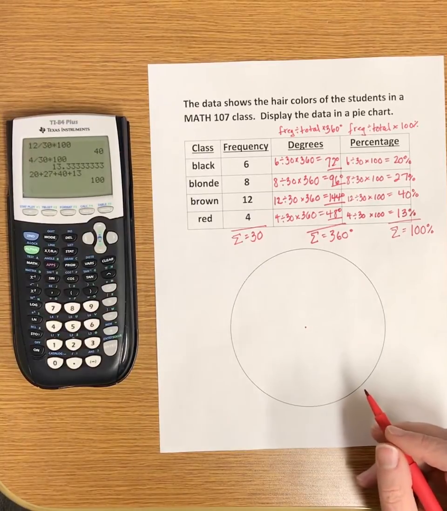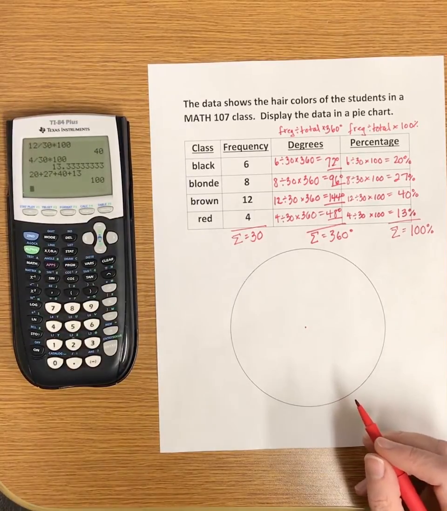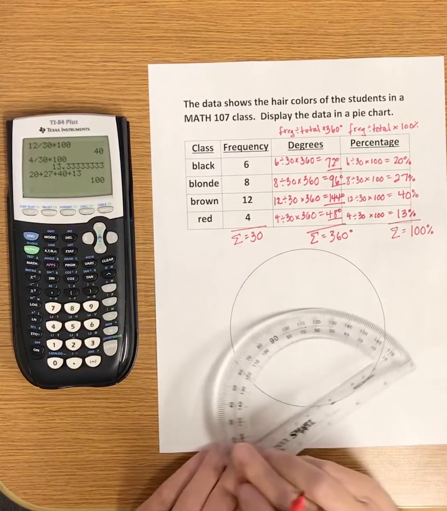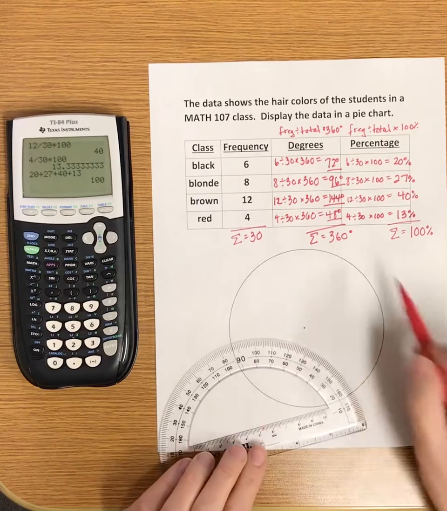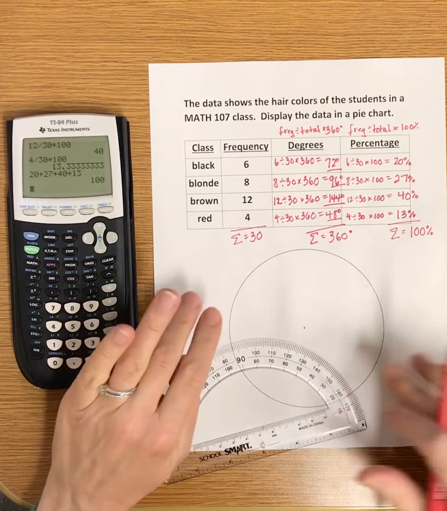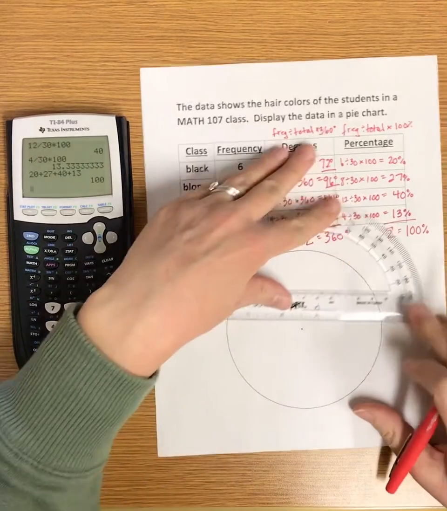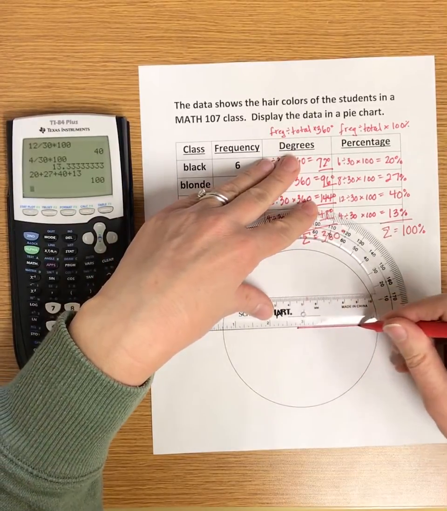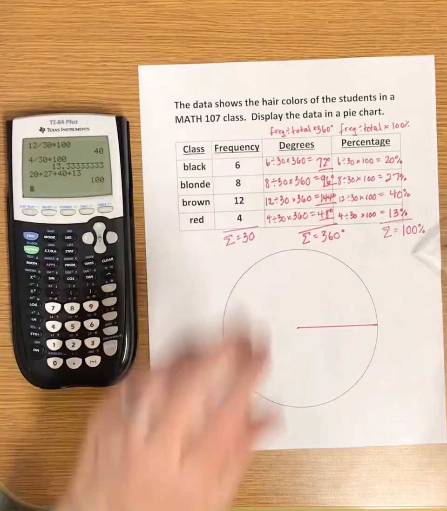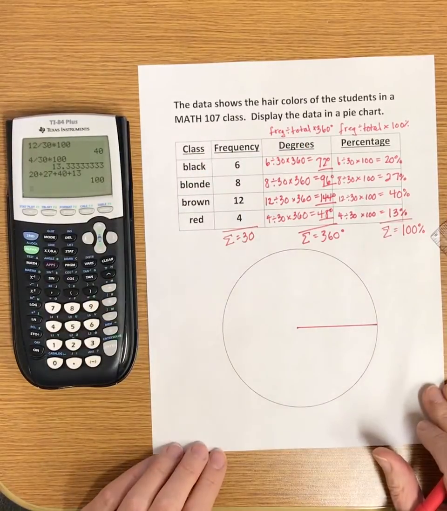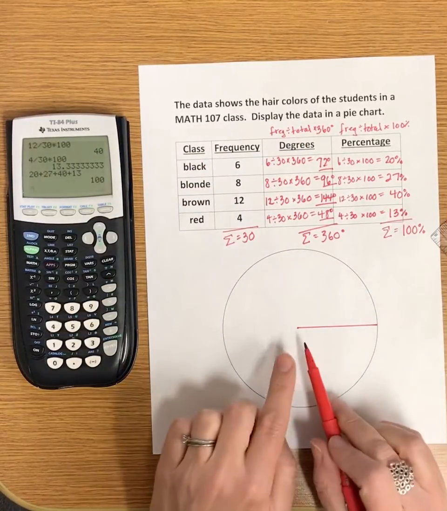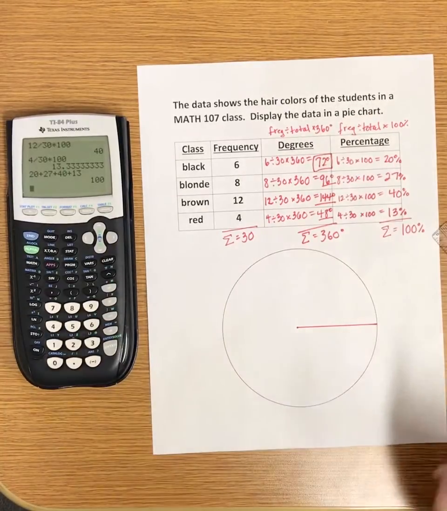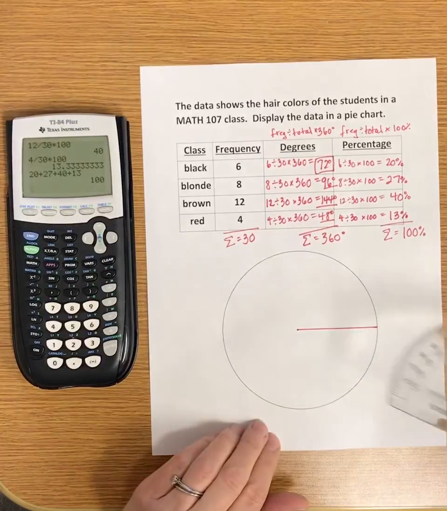Now that we have the degrees and percents calculated, next we'll want to draw the 4 slices of pie. So we need a circle, we need to know where the center of the circle is, and we need to start by drawing one radius from the center to the edge of the circle. That'll give us a starting point when we measure 72 degrees for the black section of the pie chart.